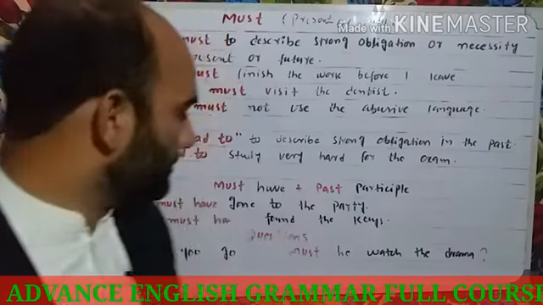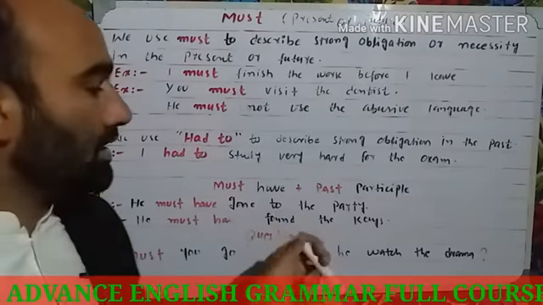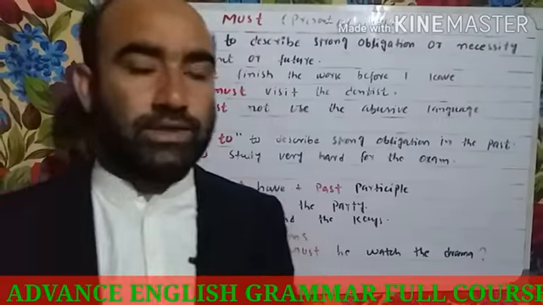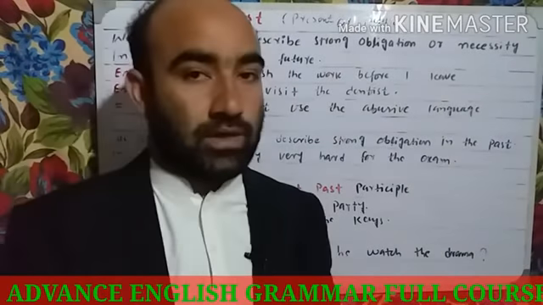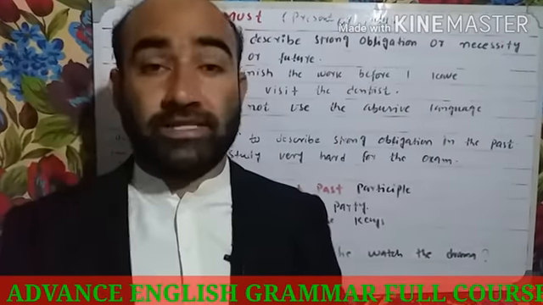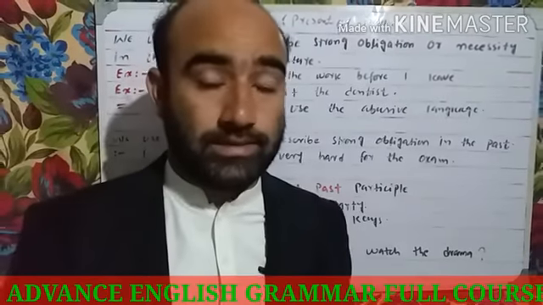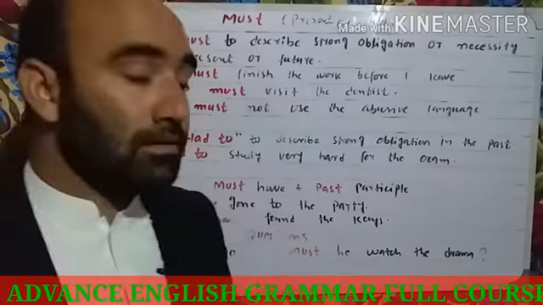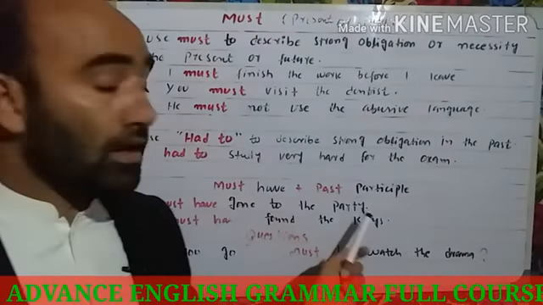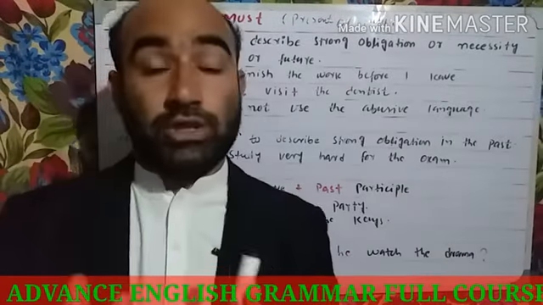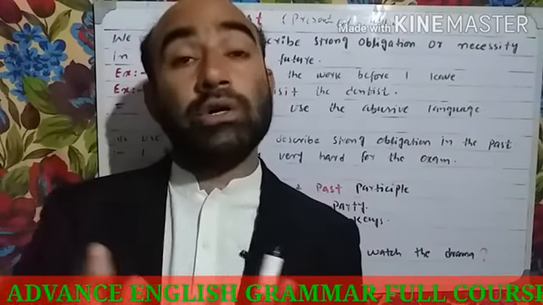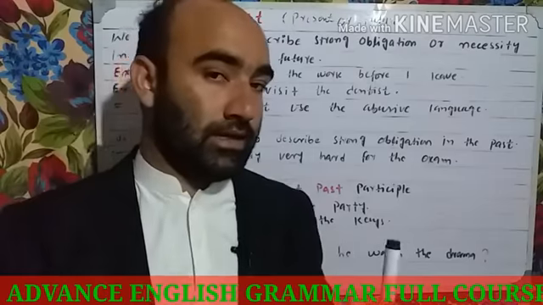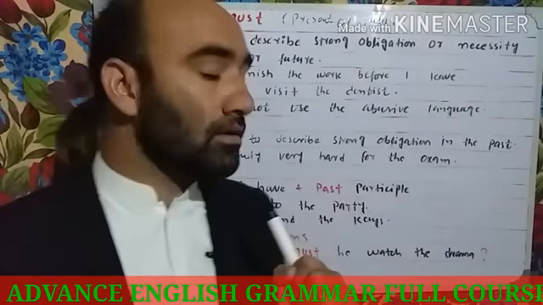For example, he must have gone to the party. If there is my friend or my student, he did not come to the class. So I'm asking his friend why he did not come to the class. So he says, sir, he must have gone to the party. For strong possibility, for strong probability, we use must have gone over there. Must have plus third form of the verb.